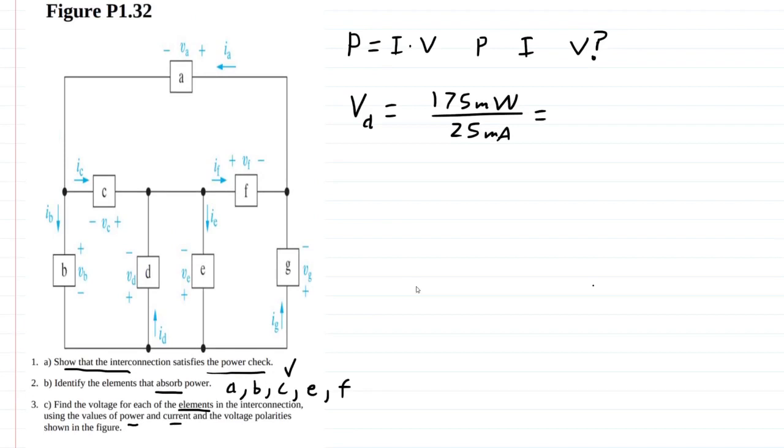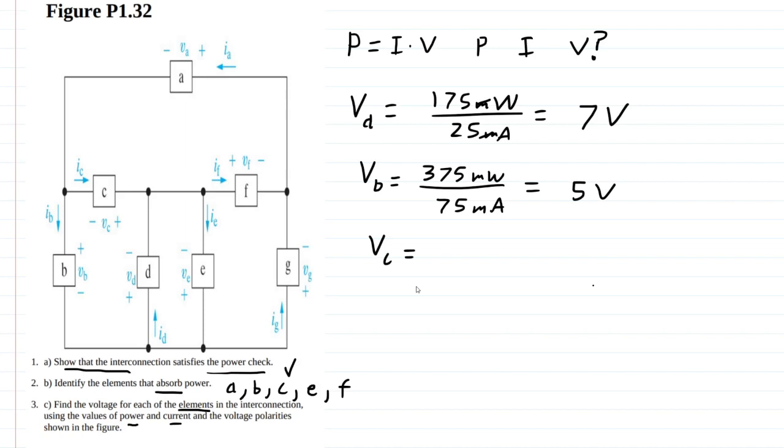We will find that the voltage across element A is 7 volts, because these millis cancel out. That's 175 divided by 25, and a watt divided by an ampere is a volt. So to find VB, similar process, we're given that the power is plus 375 and the current is 75 milliamps. That's going to end up being 5 volts. 5 volts is the difference across that element.